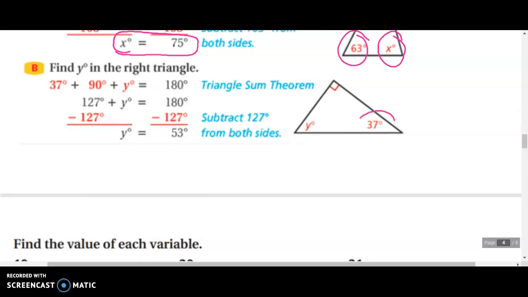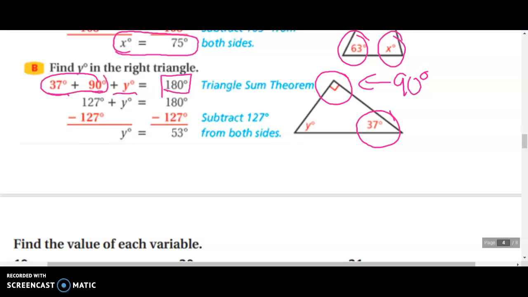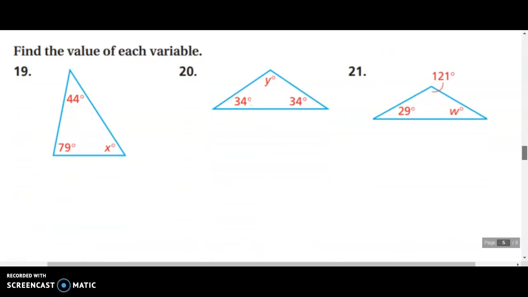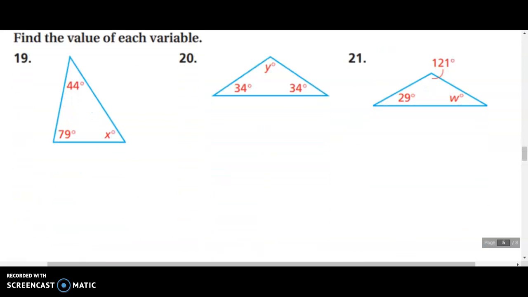Here, we do know two angles. We know this is 37, and we know this is 90, because it's the right angle. Okay? So we're going to do 37 plus 90 plus y equals 180, which means 37 plus 90 adds to 127, plus y equals 180. Subtract 127 from both sides, and we find out that the missing angle here is 53 degrees.